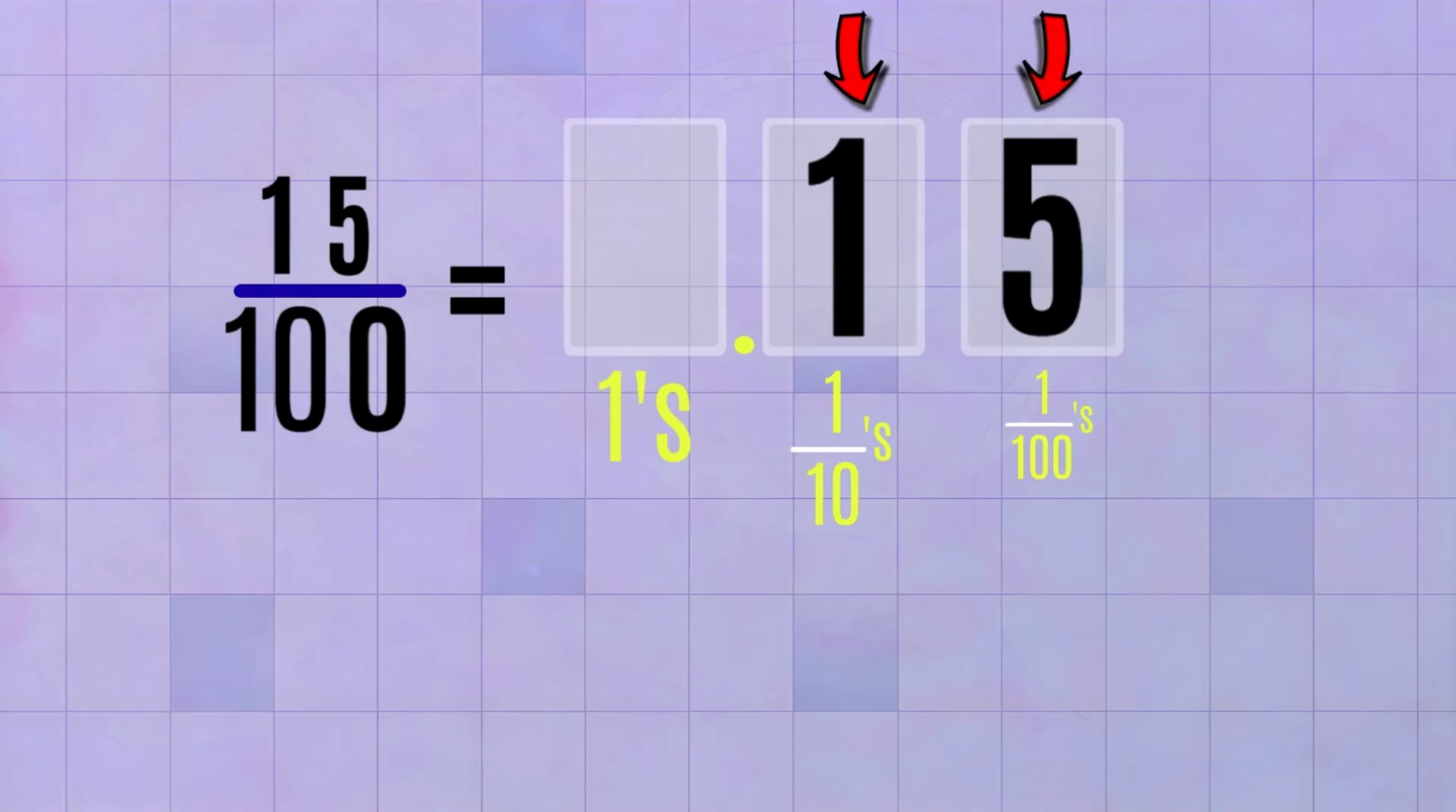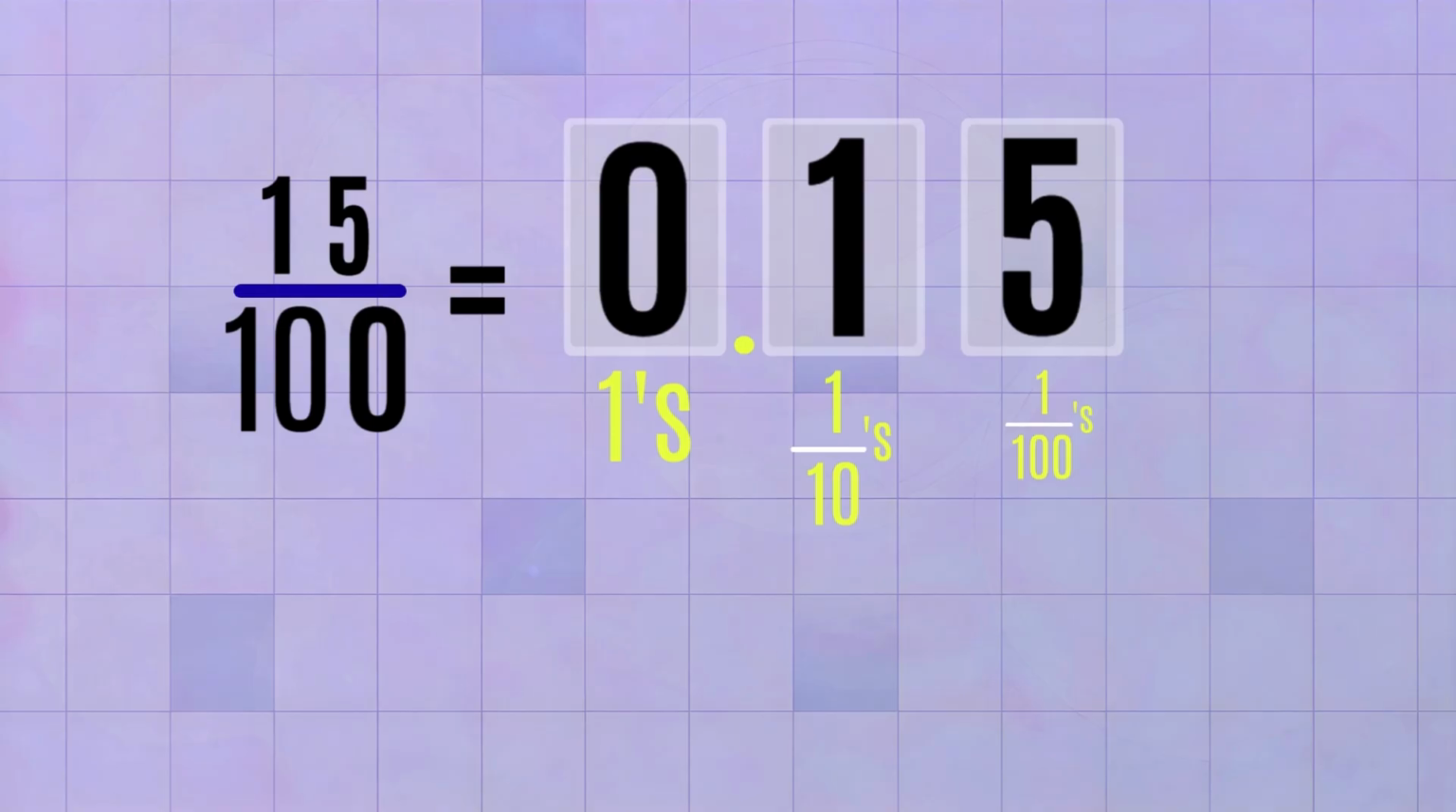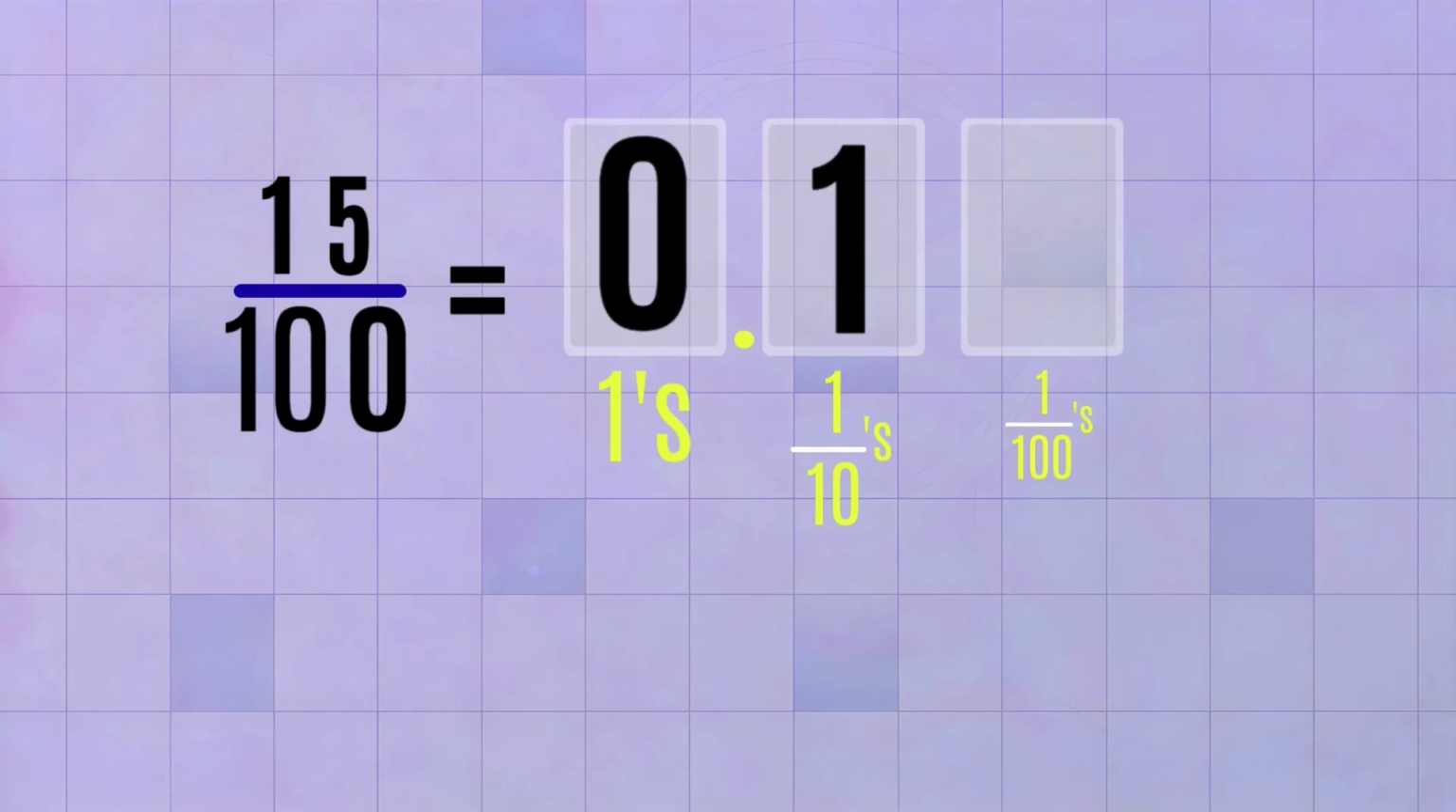Ones place gets 0 as a placeholder because we don't have any whole ones yet. Tenths place gets 1 from the 10 out of 100. Hundredths place gets 5 from the remaining 5 out of 100. So when we write the decimal, 15 over 100 becomes 0.15.